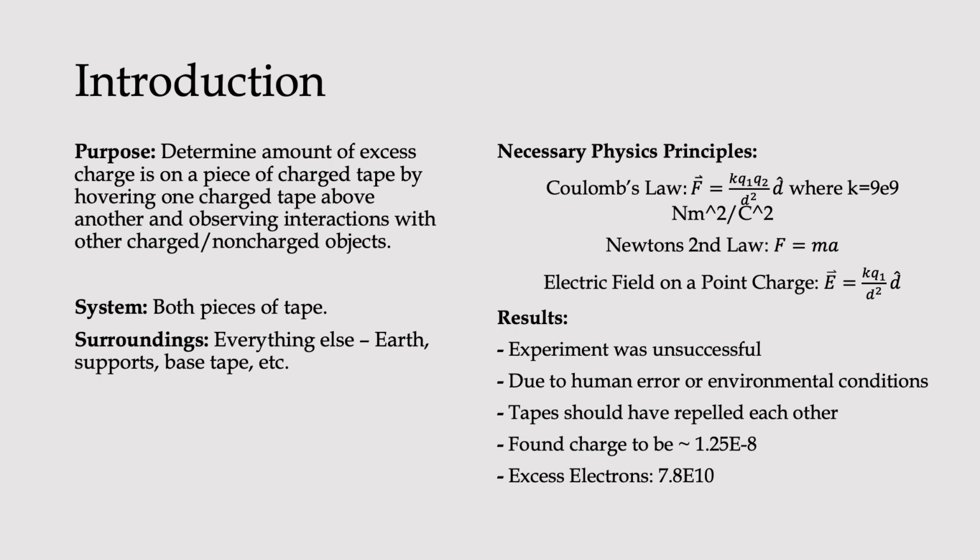The results: the experiment did turn out to be unsuccessful for me, and this was likely due to human error or environmental conditions. I didn't actually see the tape hover at all. The tapes should have repelled each other, and in PHYS labs, they did repel each other. And then the found charge was 1.25 e negative 8 using a separation distance of 0.03 meters. And then the excess electrons was 7.8 times 10 to the 10.